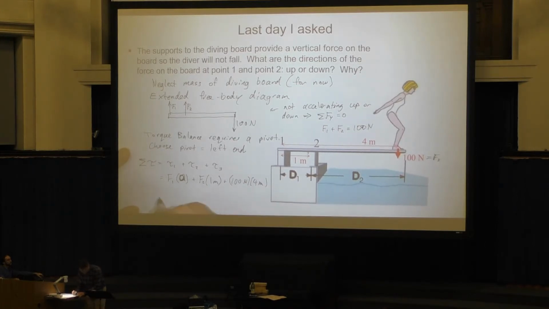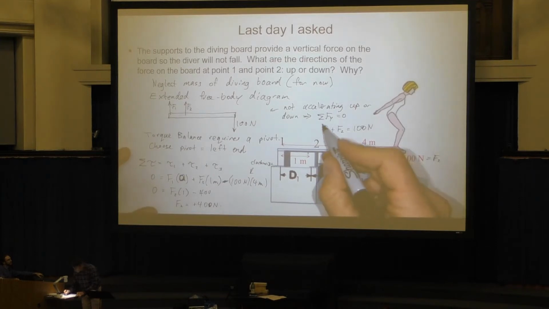So what I get is this torques, which should equal 0 if it's not rotating, is going to be F2 times 1. Oops, this one is clockwise. So you have to minus this. A couple of mistakes here. So minus 400. So F2 is equal to plus 400 newtons.